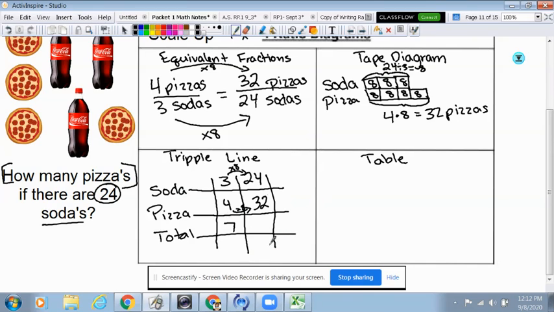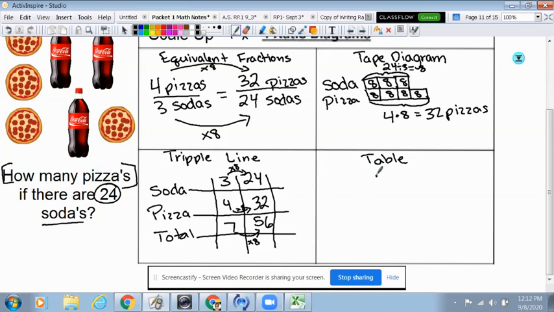Now let's say they asked us about total food items. Then I can also do the same thing here, times 8 to keep the same ratio. 7 times 8 is 56. And you can see that if you were to add up, 24 plus 32 does equal 56. Or you can see with the original ratio, 3 plus 4 does equal 7.